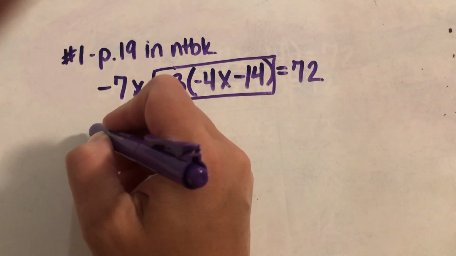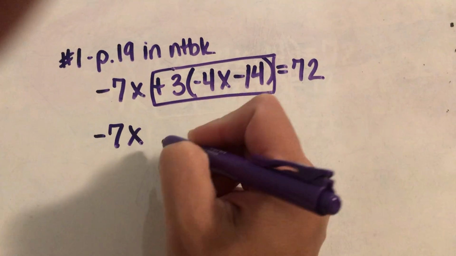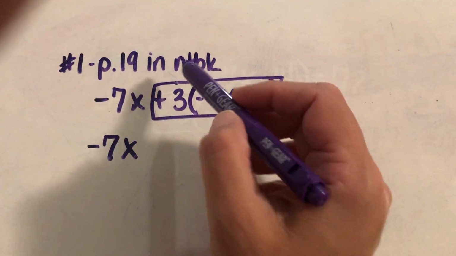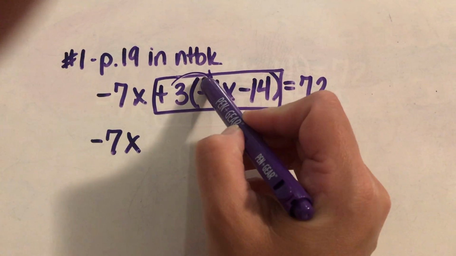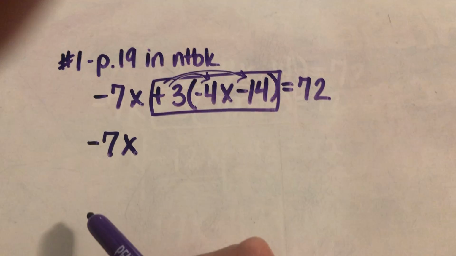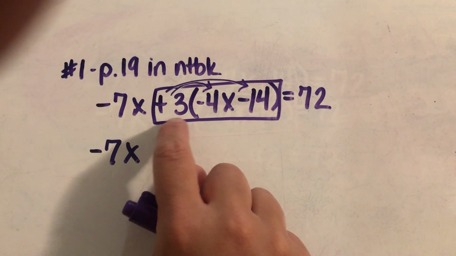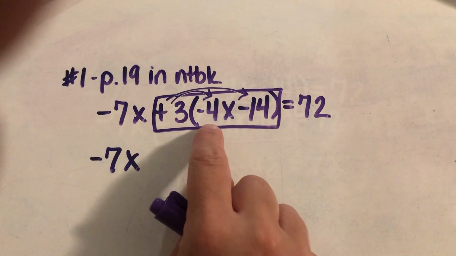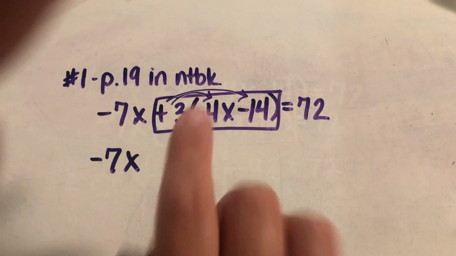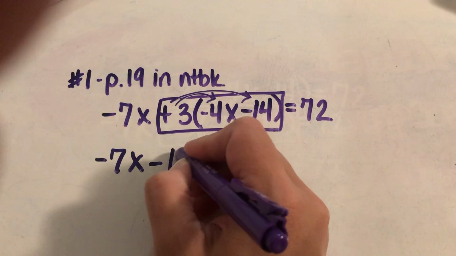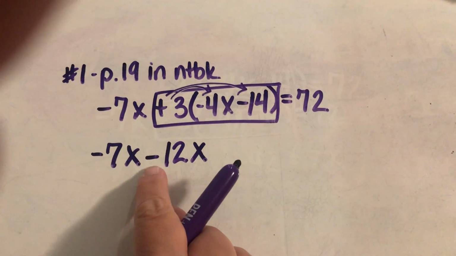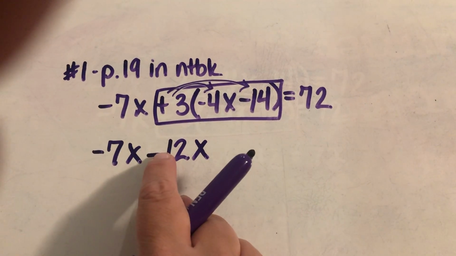I'm going to start by leaving this negative 7x alone. I now need to distribute this 3 to everything inside the parenthesis. Don't forget the sign in front of it goes with it, so this acts as a positive 3 here. Positive 3 times negative 4x gives me a negative 12x. So that's going to be a minus sign since this is negative 12.